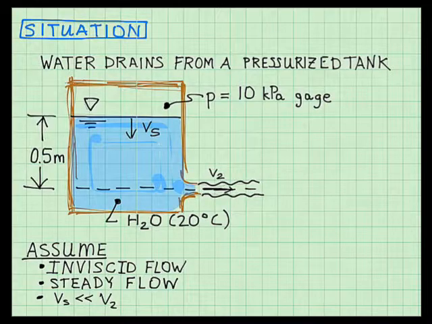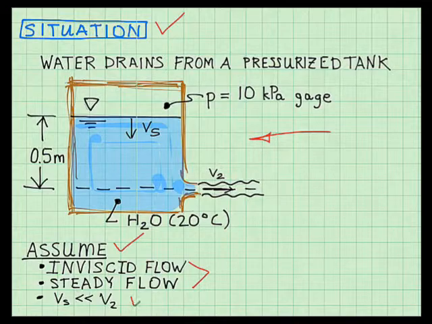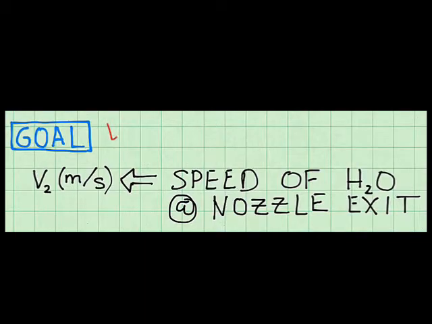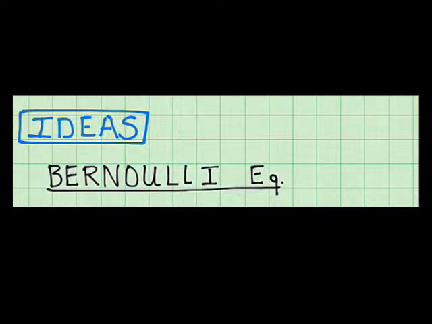Here is how I define the situation in my documentation. I sketch a situation diagram. I document my assumptions. These two assumptions are required in order to justify use of the Bernoulli equation, and this assumption was given in the problem statement. In my goal, notice how I use the label speed because I know the direction of the velocity vector. To reach my goal, I selected the Bernoulli equation.